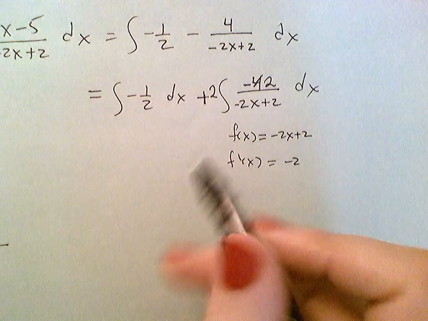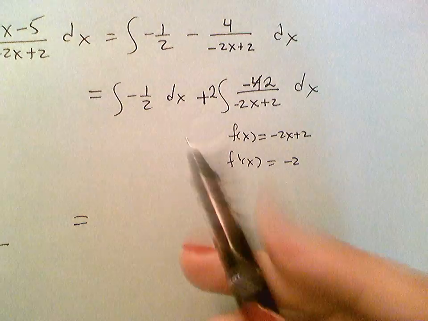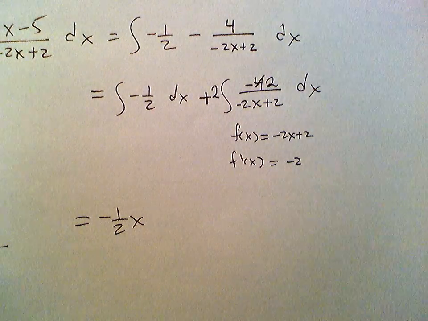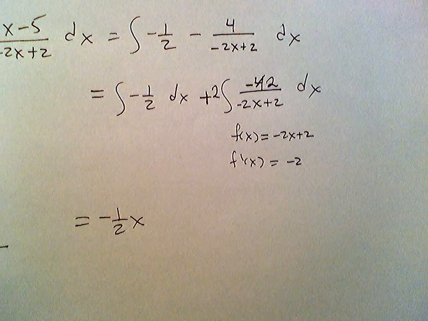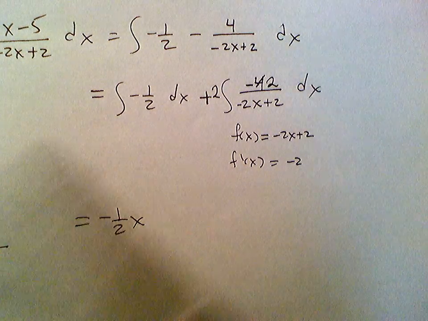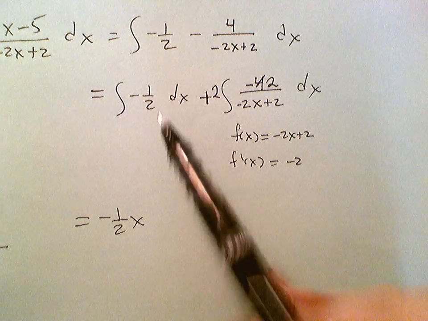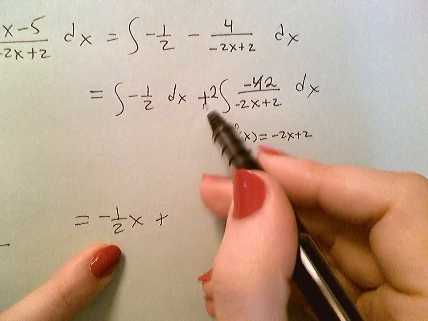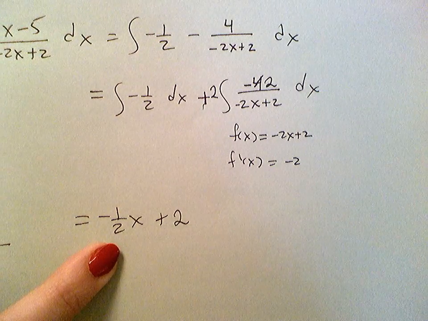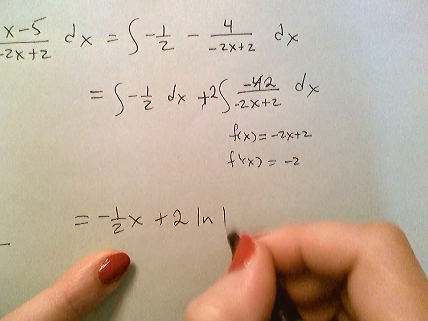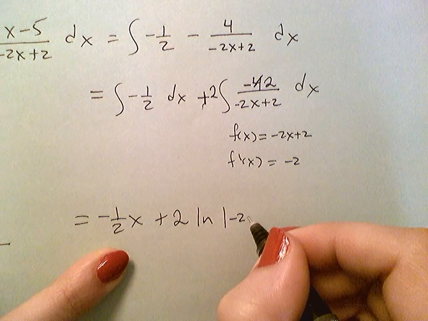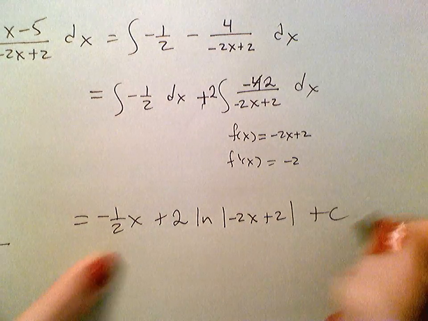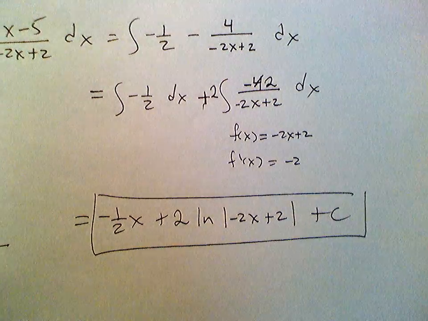So now I can find the antiderivatives of everything. So this is equal to negative 1/2 x. The antiderivative of a constant is just the constant times whatever variable you're finding the antiderivative with respect to. Or you could think of this as negative 1/2 x to the 0, and then you add 1 to 0 and then divide by it. And then bring down that plus sign, carry down the 2, and then this is the natural log of the absolute value of negative 2x plus 2, and then plus c at the end.